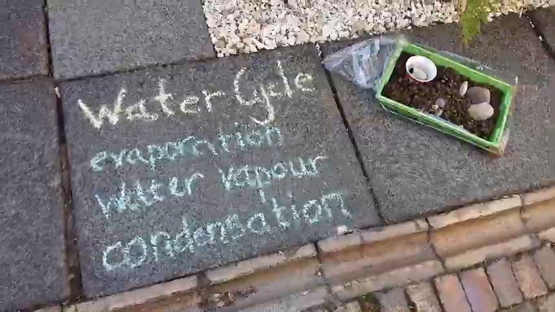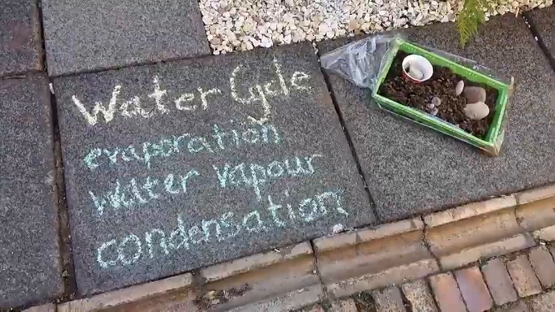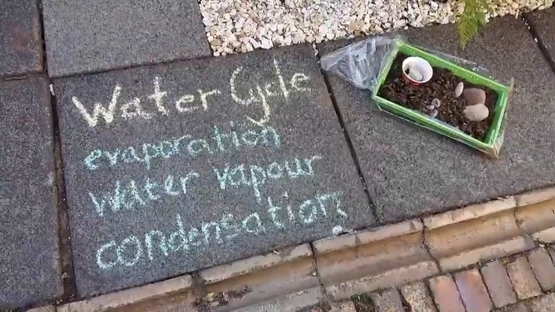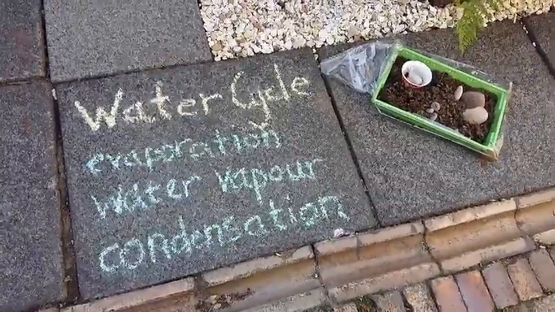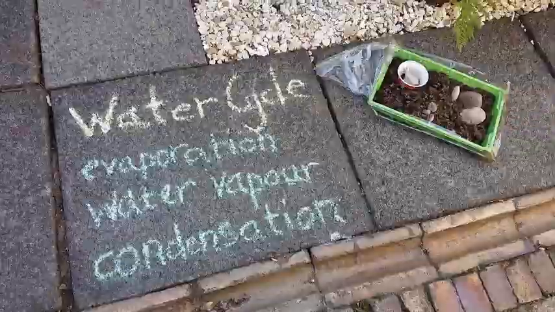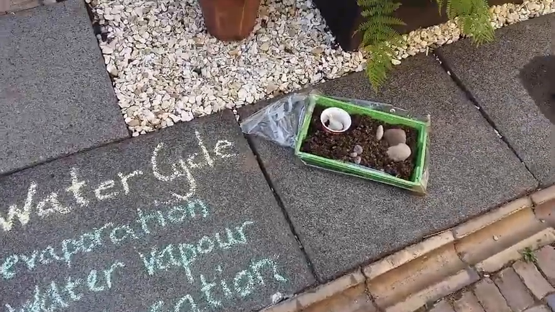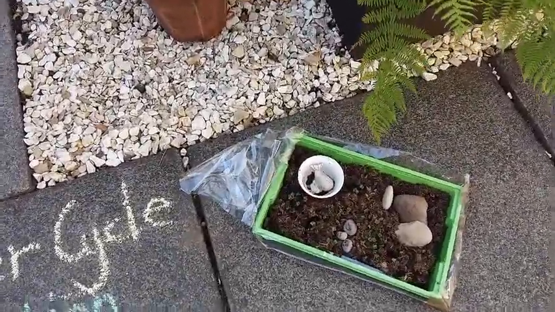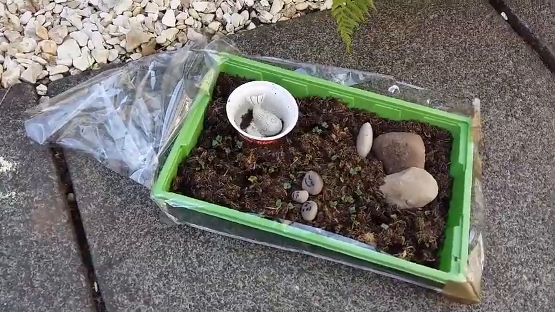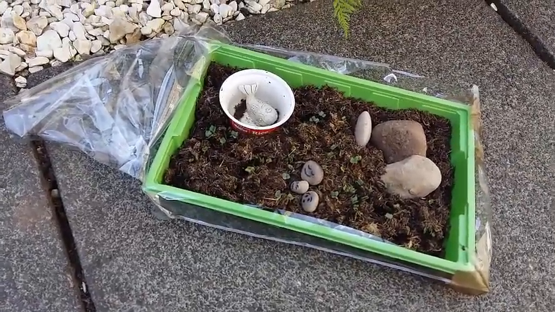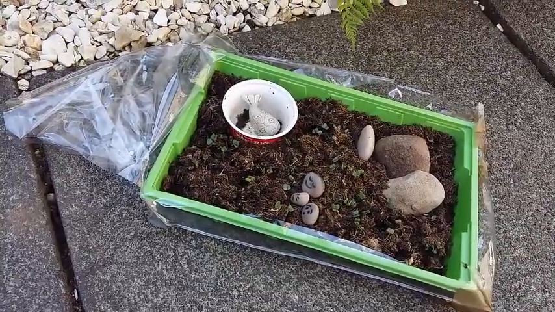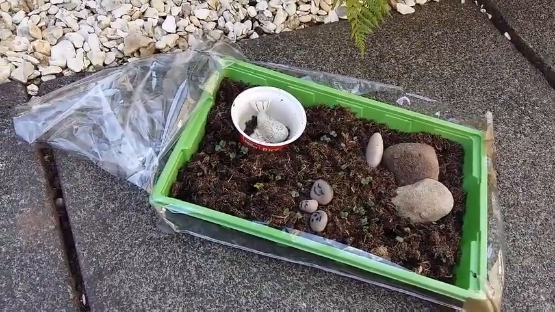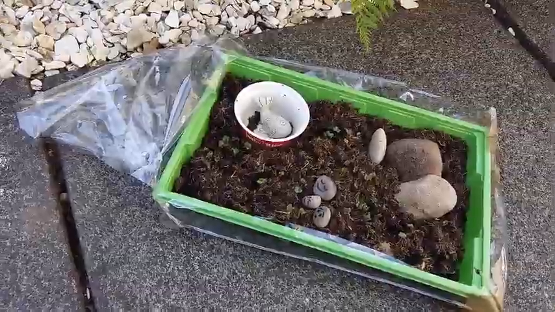These words are evaporation, water vapour and condensation. To help us explore the water cycle in a bit more detail, we're going to be making models. And to the right of the screen you can see a model of planet Earth and its atmosphere that I made earlier on. The green tray is watertight. That means no water can escape from the bottom, so there are no holes in the bottom of this tray.